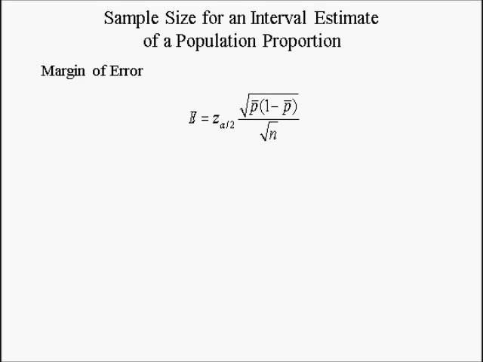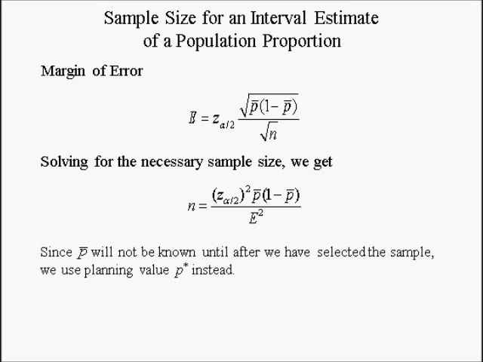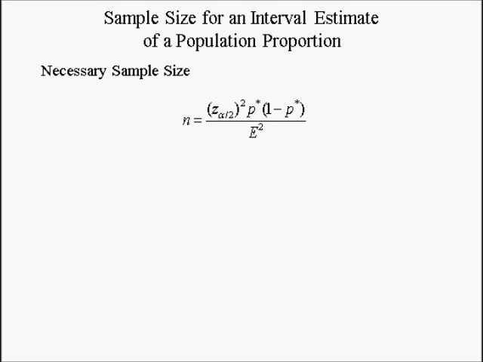If we let E denote the desired margin of error, we can solve this for n. The resulting equation is z squared times p bar times 1 minus p bar divided by the desired margin of error squared. Because sample proportion p bar will not be known until after we have selected the sample, we use a planning value of p star instead. The necessary sample size is thus n equal to z squared times p star times 1 minus p star divided by the square of the desired margin of error. If this value is not an integer, round it up to the next higher integer.